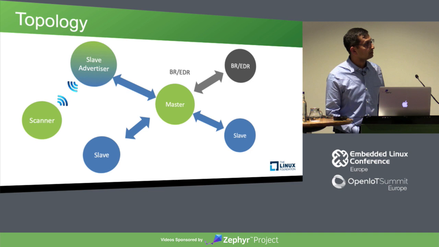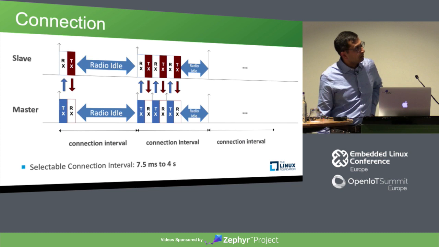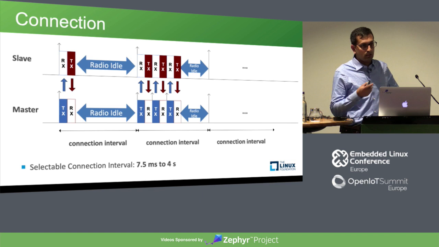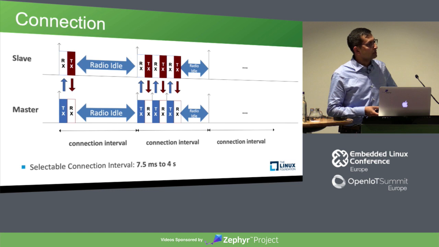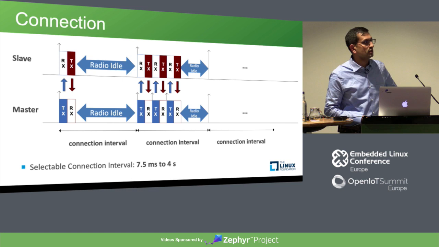How does the connection look like? So once the connect request has been sent, the connect request will contain an offset from the time the connect request was sent, where the master would transmit with an access address, which was also mentioned in the connect request. The slave is listening at that interval.